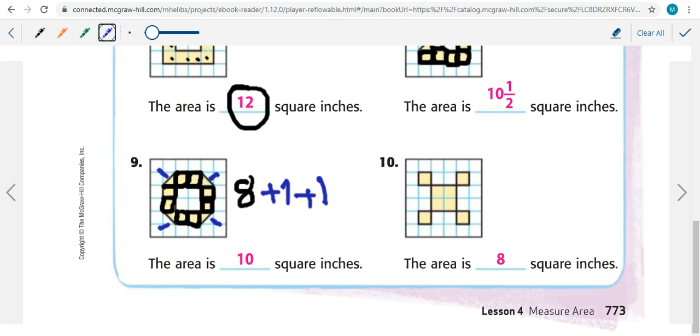Now let's see this one. First we need to count the wholes. 1, 2, 3, 4, 5, 6, 7, and 8. On this shape we do not have halves, okay, so it's easier.